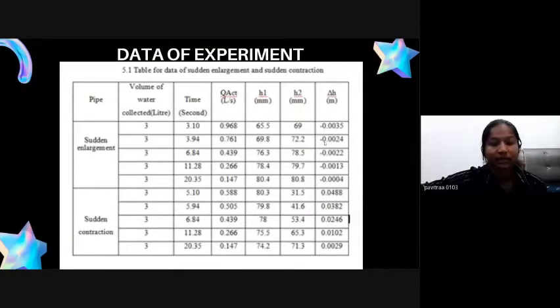For the data and result part, different types of pipe are used. Firstly, for sudden enlargement and sudden contraction, the time taken to collect 3 liter volume of water is recorded. Then the Q actual is determined by using the H1 and H2 recorded during the experiment. The last data calculated is the difference in H. Next slide.